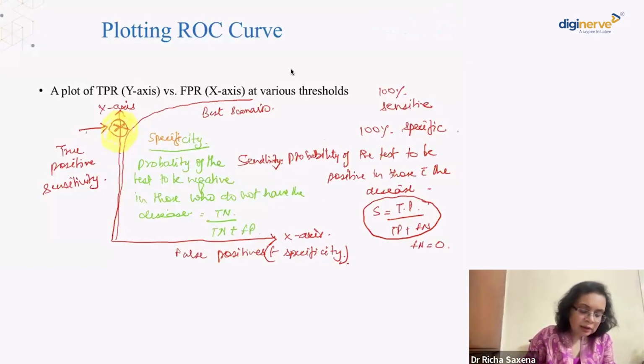So if the test is 100% specific, that means the false positives will be almost 0 or very low. And again, that is what this situation will represent in the ROC curve: the test is 100% specific, that means the false positive is 0, and it is 100% sensitive, that means the false negative is almost 0.